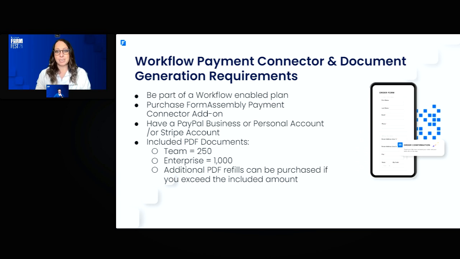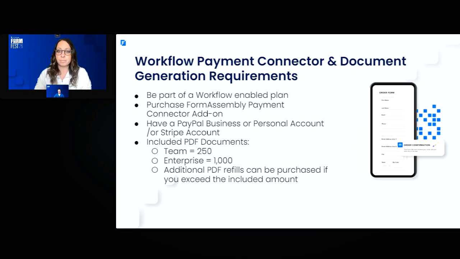After that, of course, you would need to have our payment connector. So as you saw before, you would need to have either a PayPal business or personal account or a Stripe account. Within those two, you can choose which one you want to use and then purchase our Form Assembly payment connector for your plan.